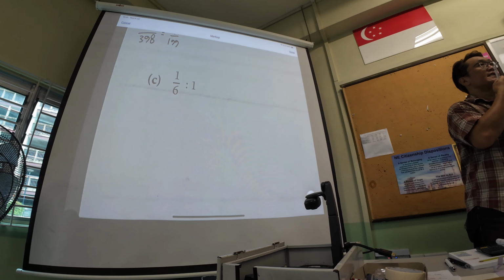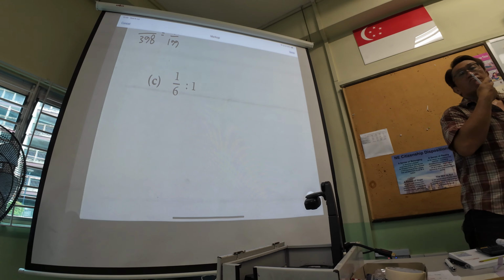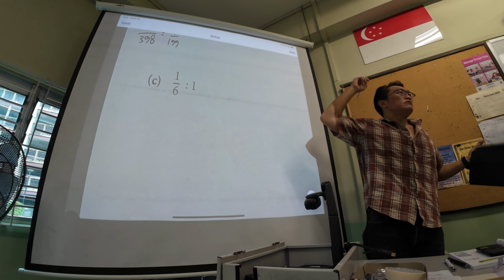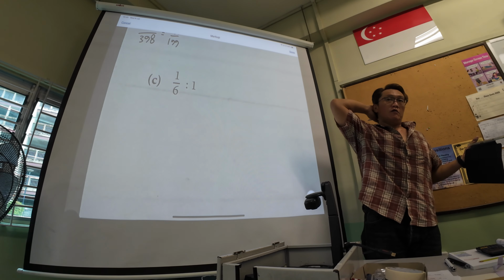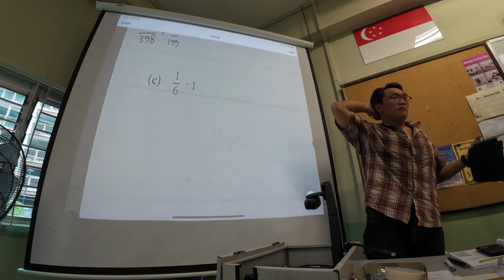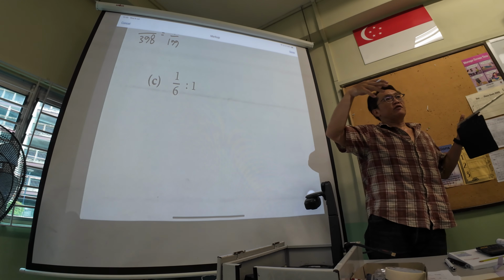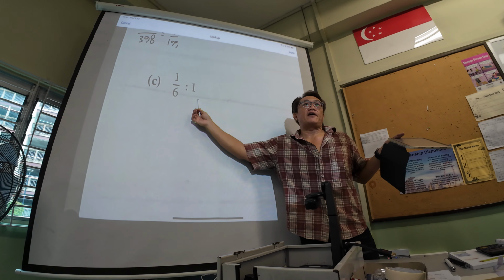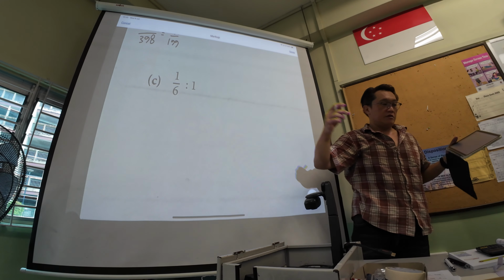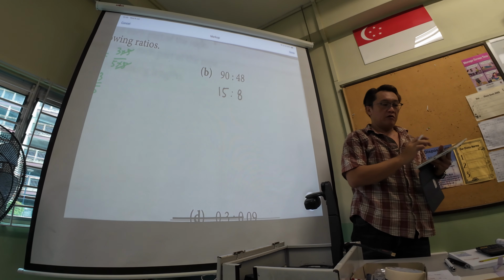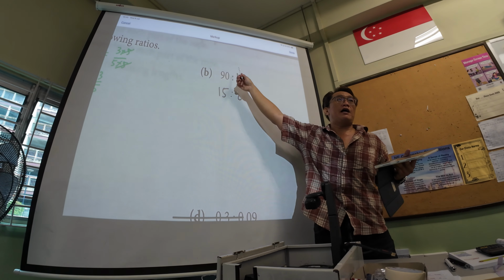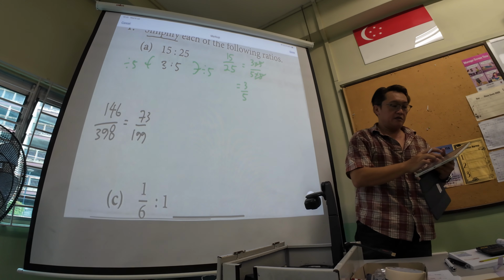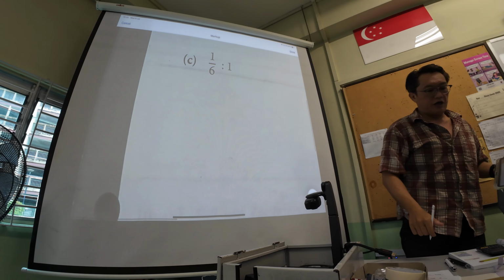Part C. 1 over 6 smaller or 1 smaller? 1 over 6 is smaller because 1 divided by 6, so it is a smaller amount than 1. So if I want to simplify this ratio, similar to what I did just now, I can key in the smaller one as the numerator, the bigger one as the denominator.